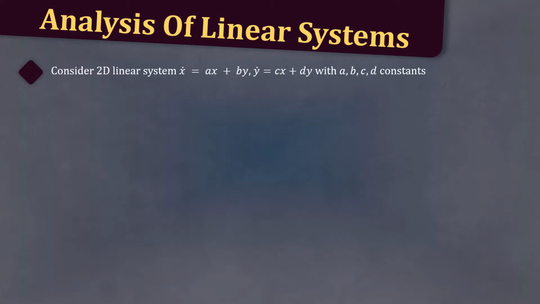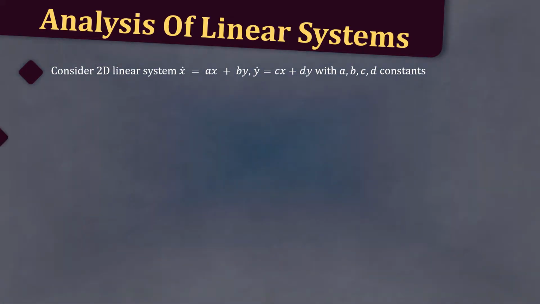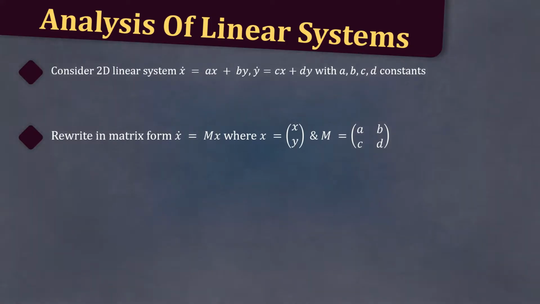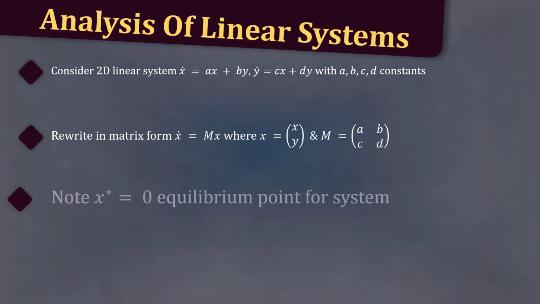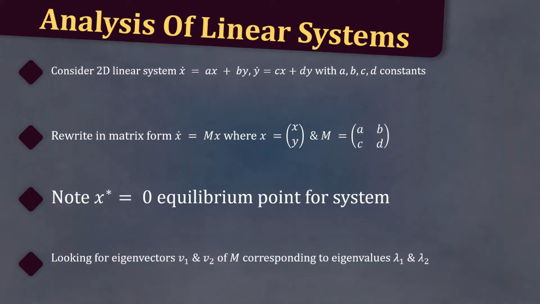Consider a 2D linear system x dot equals ax plus by, y dot equals cx plus dy, with a, b, c, d constants. We can rewrite this in matrix form as x dot is equal to Mx, where x is equal to the vector xy, and M is equal to the matrix a, b, c, d. Note that x star equals 0 is an equilibrium point for the system. We are looking for eigenvectors v1, v2 of M corresponding to the eigenvalues lambda1 and lambda2.